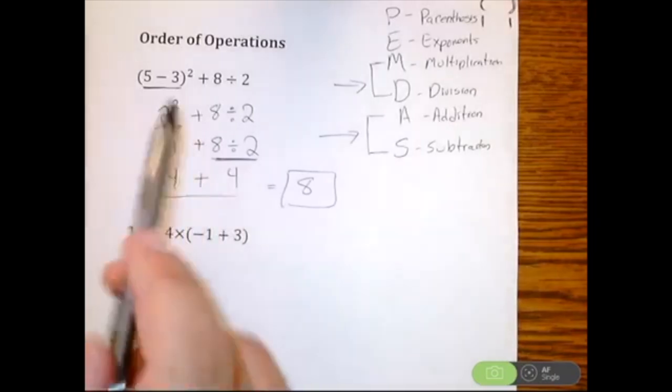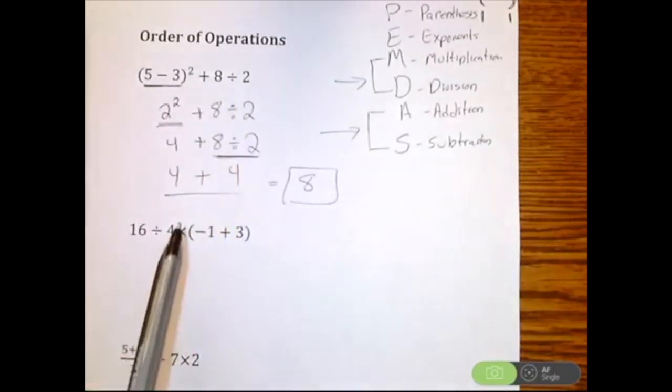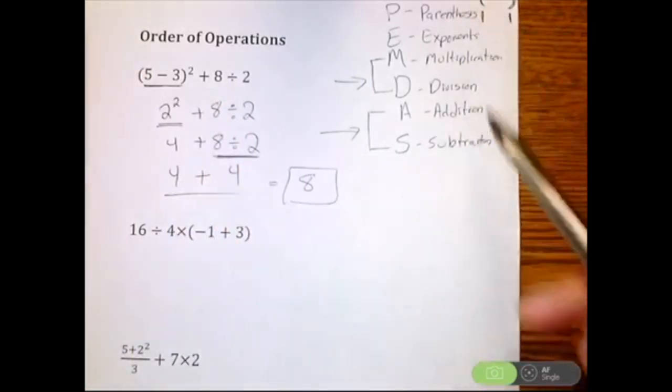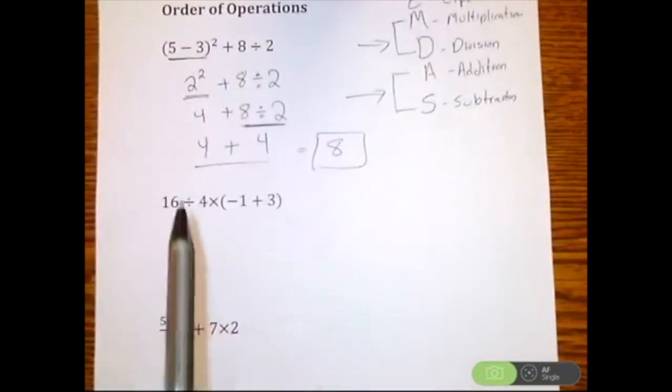If you notice, just going slow and steady, just one operation at a time. A lot of people try and do multiple operations. Sometimes that's where you run into problems with violating the order of operations. So let's do another example.